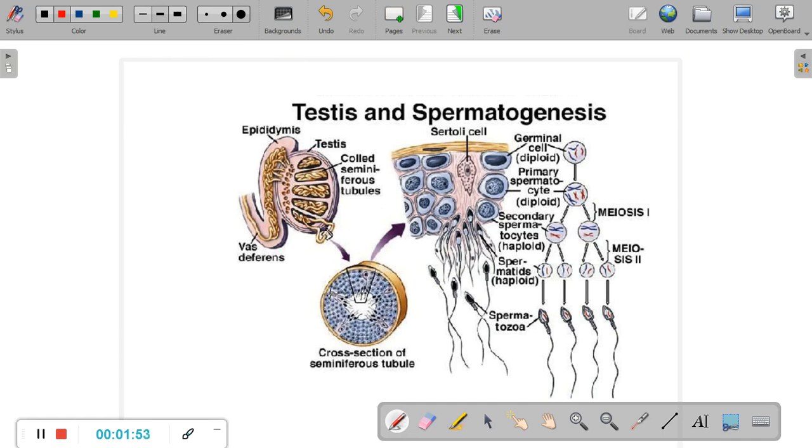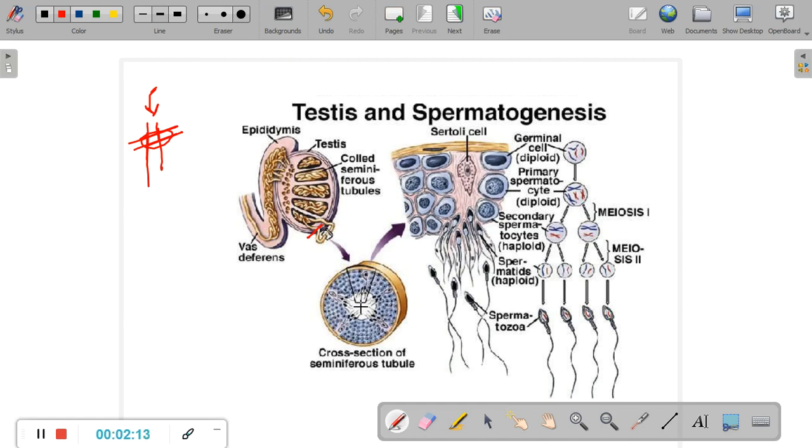Now, if we take a section of the seminiferous tubule, when I say a section, what do I mean? Let us say this is the seminiferous tubule. If I cut and take this slice out from here, and look at it exactly from above, the bird's eye view, I get a cross section. If you cut a seminiferous tubule here, this is how the cross section looks.